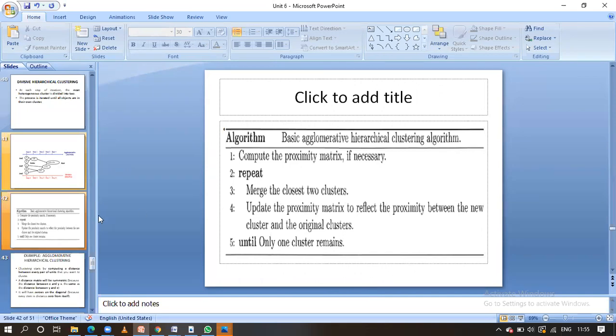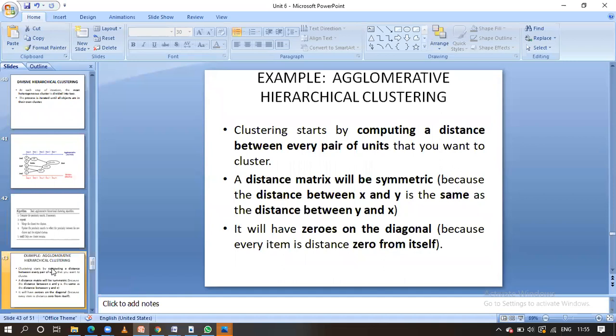Simple thing, guys. If you understand the example in the next slides, then you can easily know what this algorithm is. The one thing here is the preparation of the proximity matrix. It contains the distance from one object to another object in the data. Let us see the example related to this agglomerative hierarchical cluster.